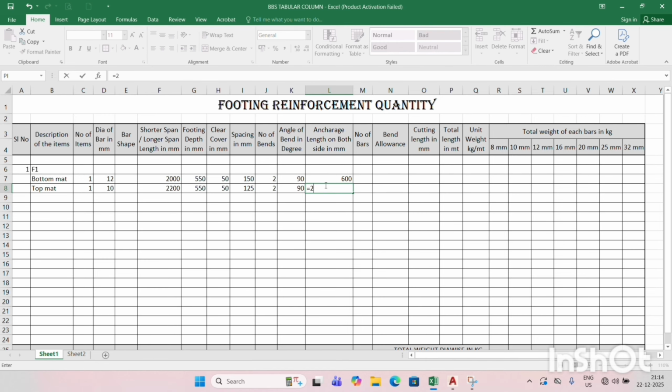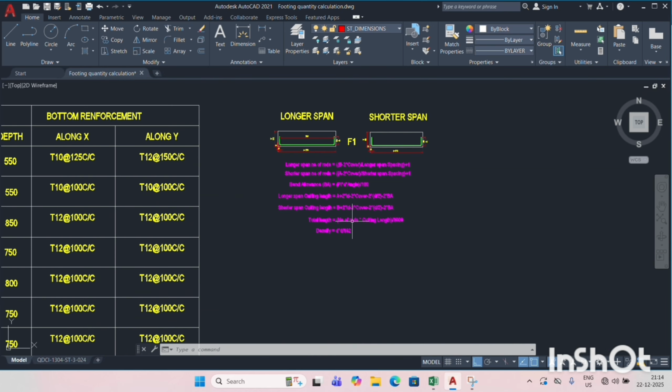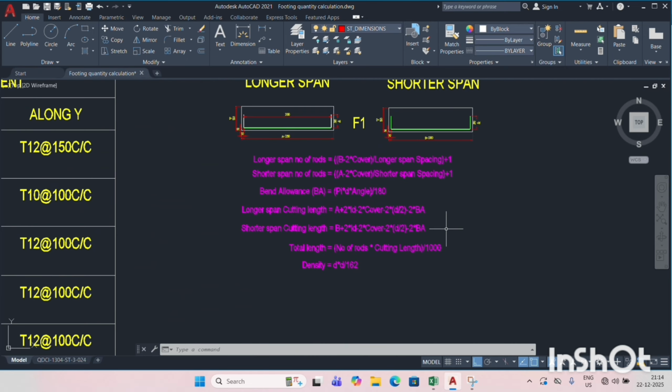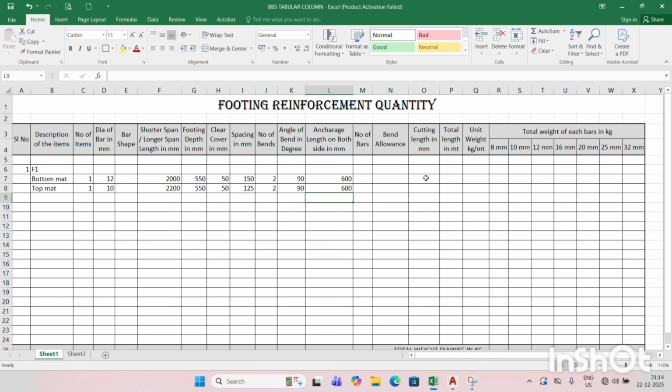This is also equal to 2 into 300, so total 600 mm. Only this much is the data to be entered from the drawing to the Excel. The rest all will be calculated by Excel. For that we need to insert all these formulas. If you add all these formulas over here, then this Excel sheet will calculate automatically.